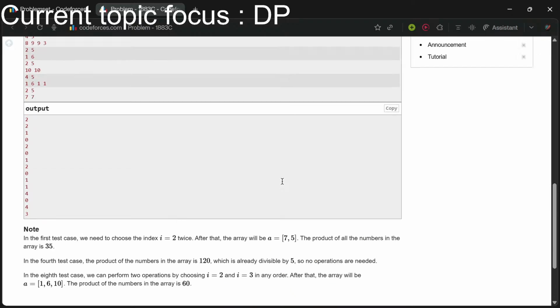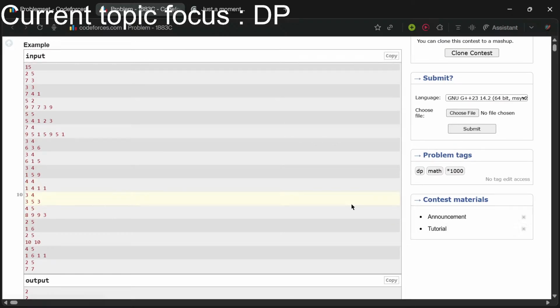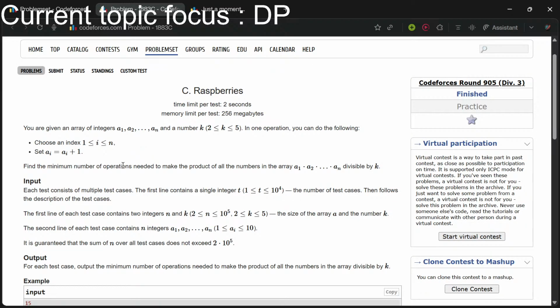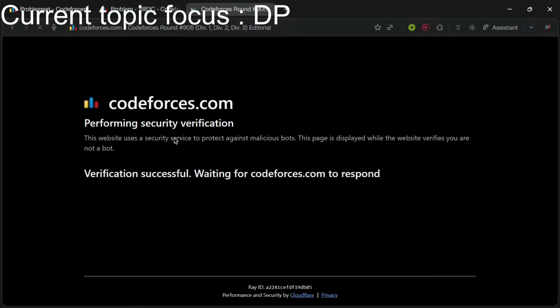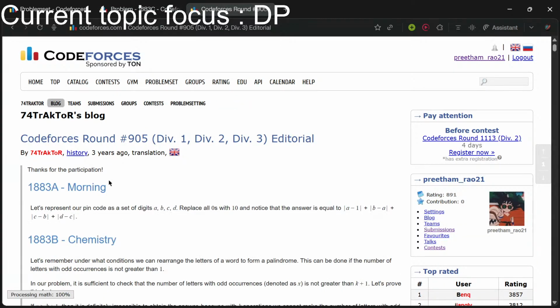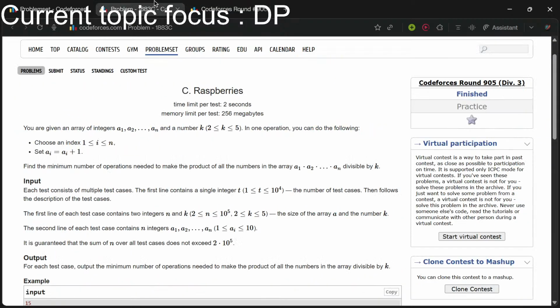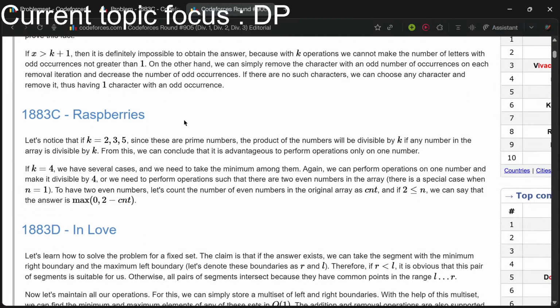Let's try to. It's been like 30 minutes of me just being stuck, so I'll open the editorial because I've tried to the best of my capabilities. Let's read the editorial.